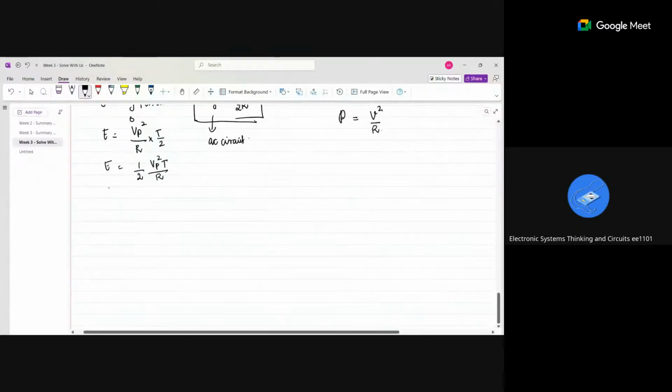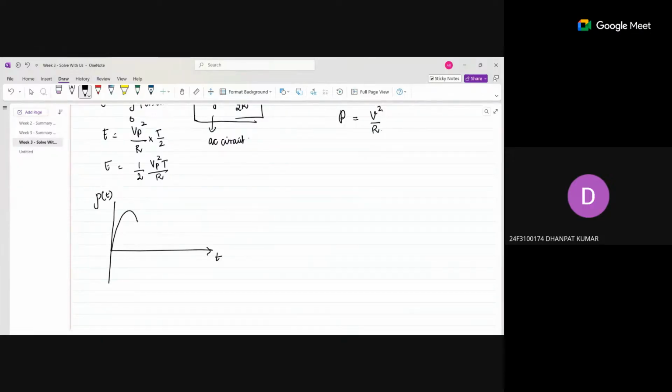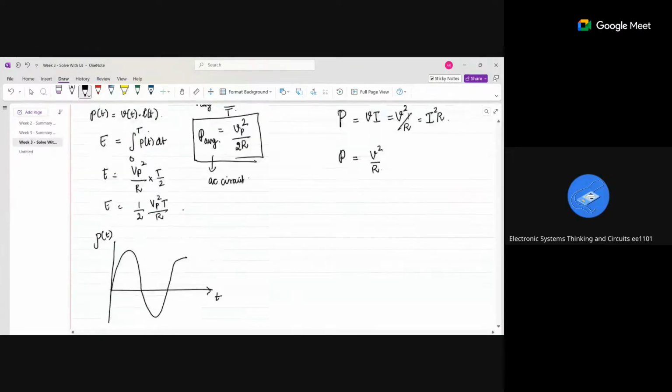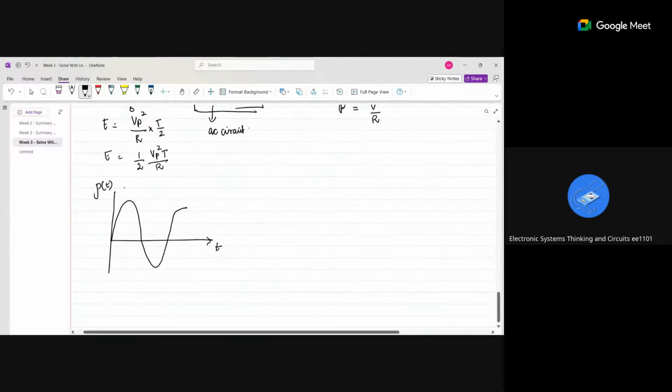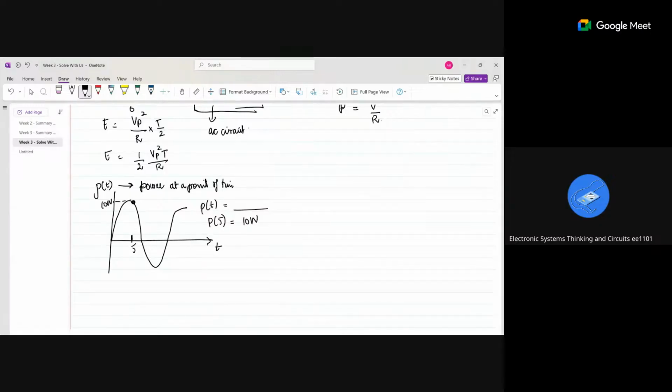First, let me tell you what instantaneous power is. Vp is a peak voltage, yes. P of t is instantaneous power, which is nothing but power at a single point of time. If I say at 5 seconds it is 10 watts, P of t at 5 seconds is 10 watts. So at each point of time, the instantaneous power will change in an AC signal.